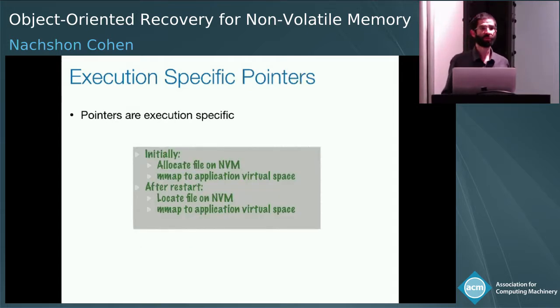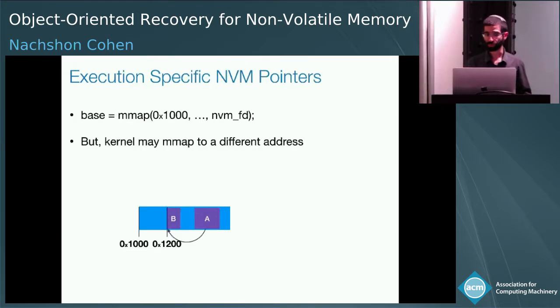But in fact, the problem goes even deeper. Even pointers are execution specific. Let me explain how non-volatile memory works. Initially, the system allocates a file on the non-volatile memory and then maps it to the application's virtual address space. Then after restarting the application, the system again locates this existing file and again maps it to the application's virtual address space. This mapping is typically done using the mmap system call in Linux.